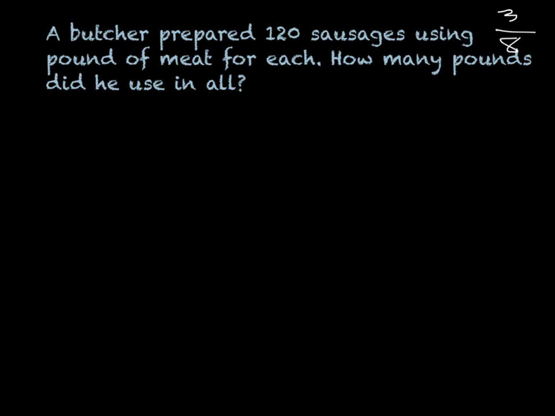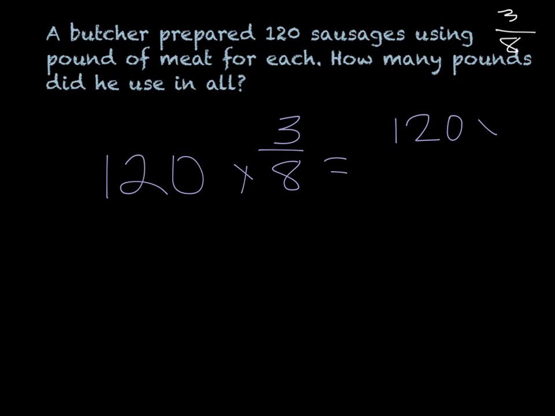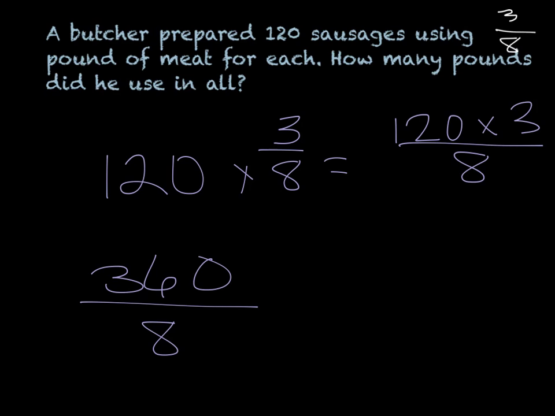A butcher prepared 120 sausages using 3/8 pound of meat for each. How many pounds did he use in all? Please pause the video now and try this word problem on your own. Push play to check your work. You should have set up your word problem as 120 times 3/8. And then you can rewrite it as 120 times 3 over 8. 120 times 3 equals 360 over our original denominator of 8.